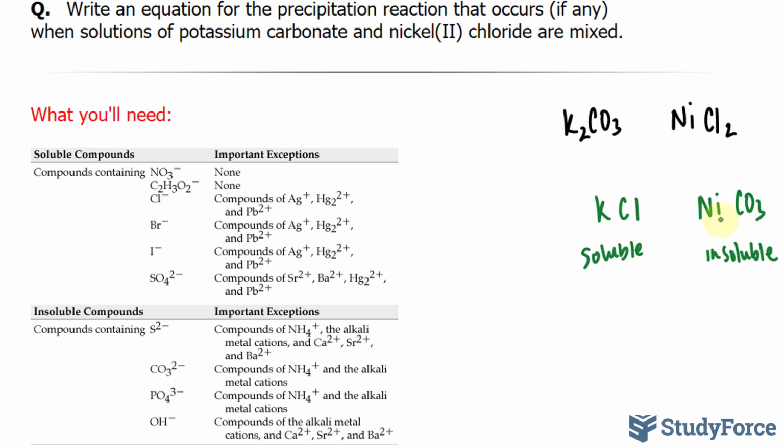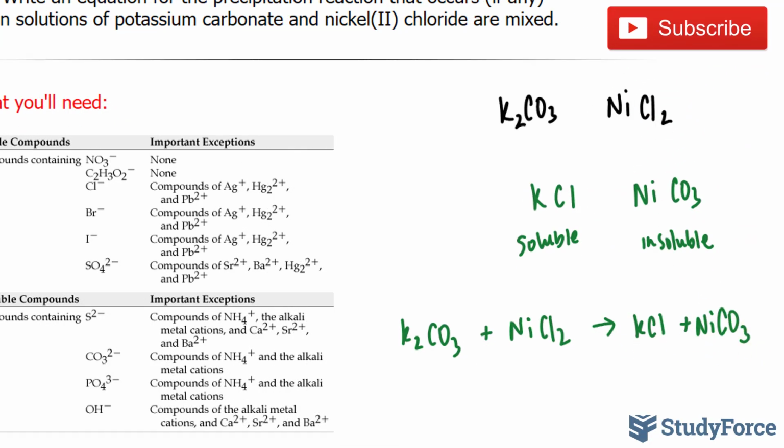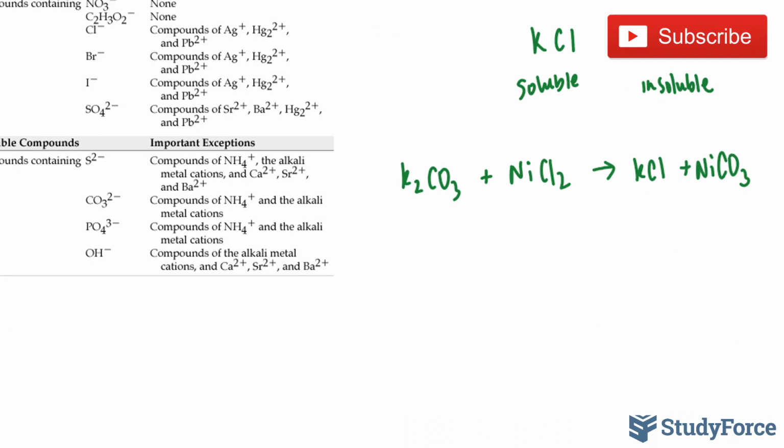And because a precipitate has formed, we can actually go ahead and write this chemical reaction out. So we have K2CO3 plus NiCl2 yields KCl plus NiCO3. I can now balance this chemical equation. Notice that we have 2 potassiums here, 1 here, so I can put a 2 in front. Now we have 2 chlorines, 1 nickel, 1 carbonate, and 1 carbonate, and we're done.